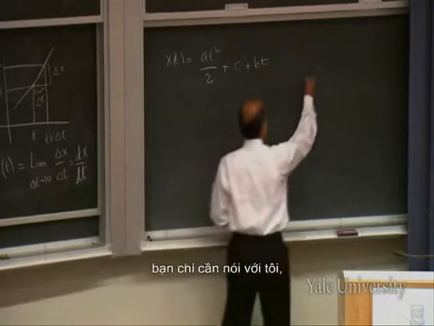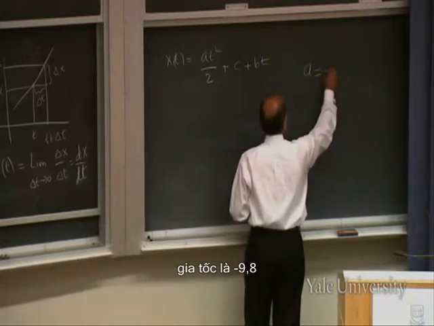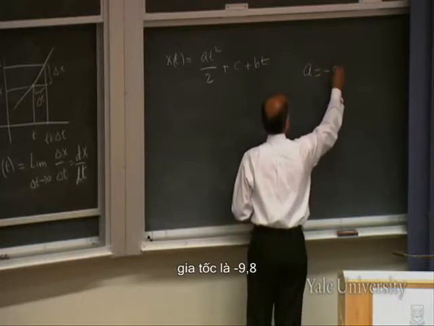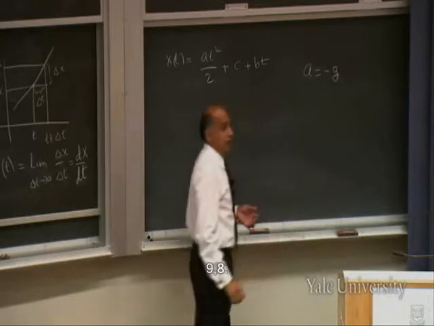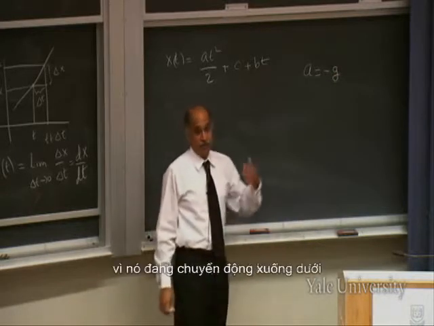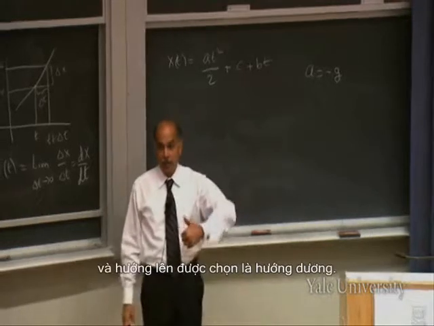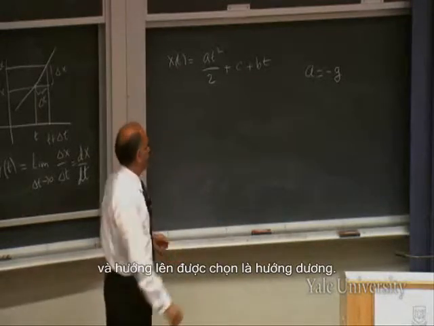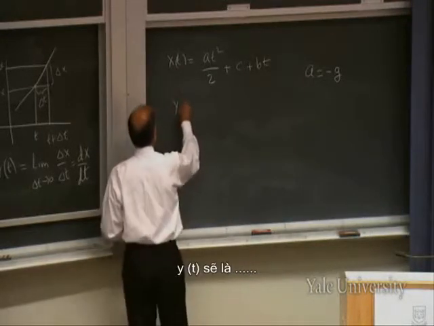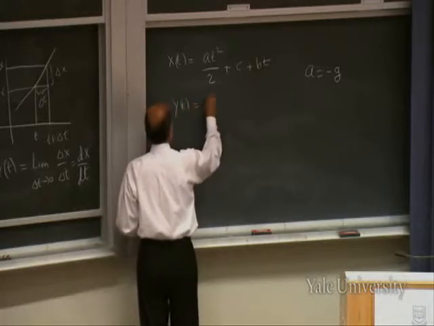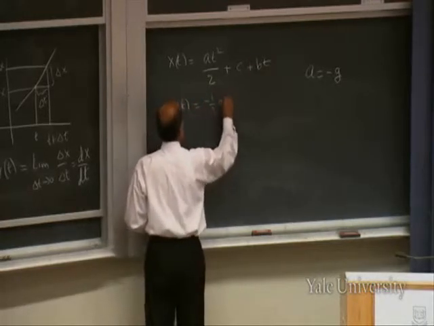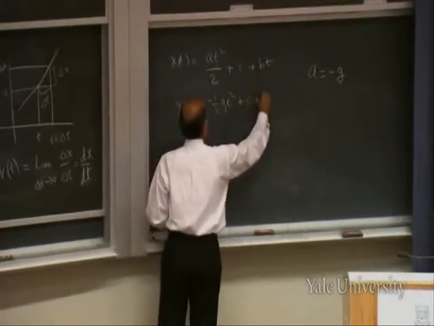Then you guys know, you just told me, acceleration is minus 9.8, where g is minus 9.8. We call it minus because it's accelerating down, and up was taken to be the positive direction. In that case, y of t will be minus 1/2 g t squared plus c plus b t.